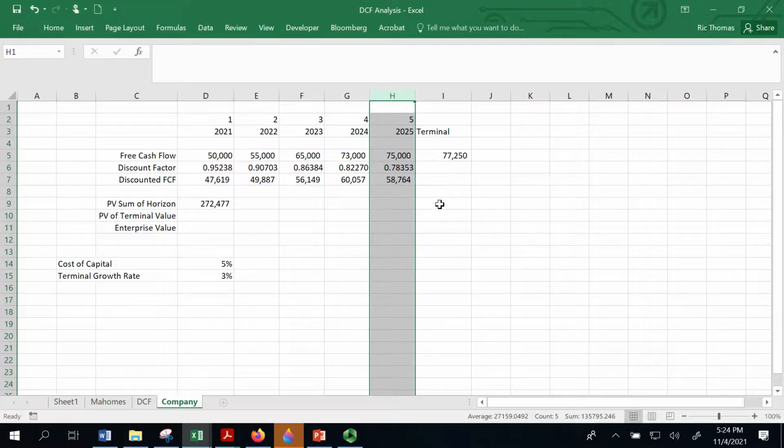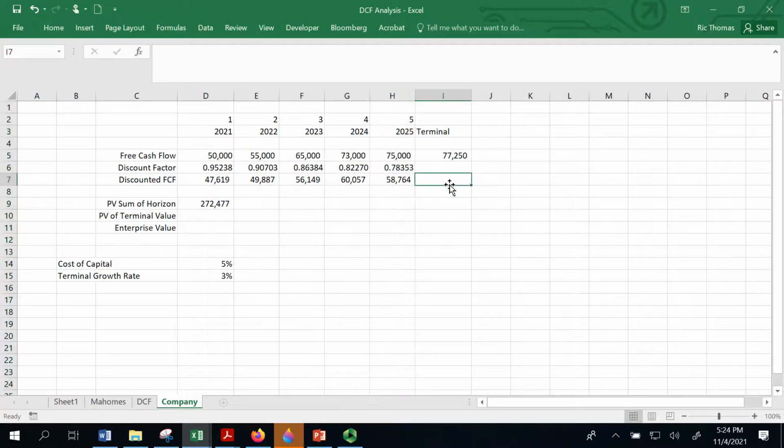So the value at the end of 2025 for my firm is going to equal the next year's free cash flow divided by R minus G. R is my cost of capital. G is my terminal growth rate. Okay. So at the end of 2025, my firm is going to be worth $3.862 million. I'm going to be able to sell it for that. And that's how it's done in the investment banking world. They will come up with a terminal period and then come up with a terminal valuation.